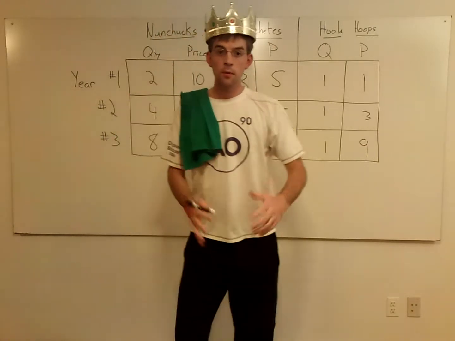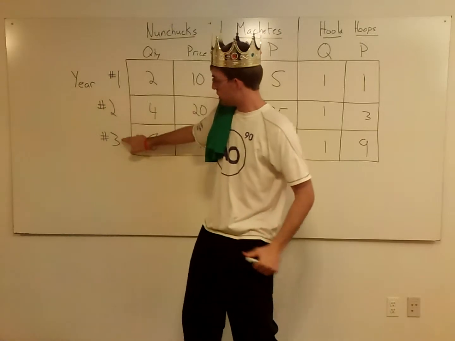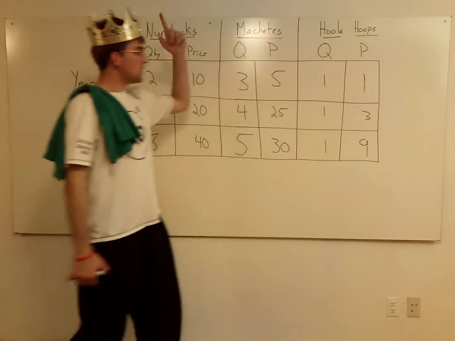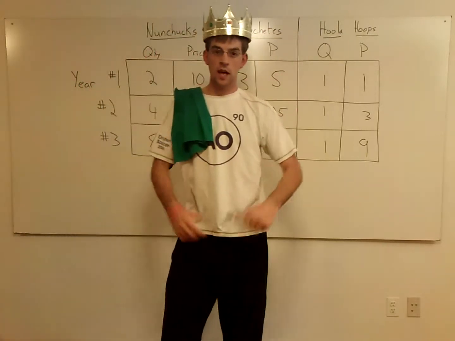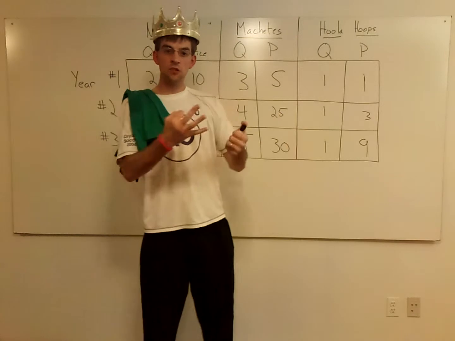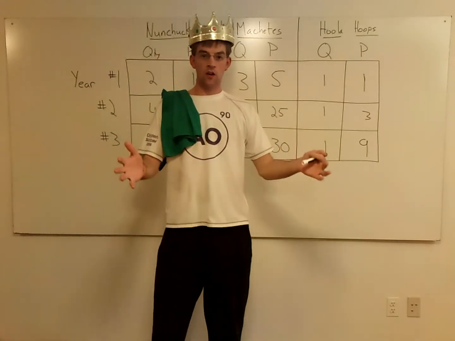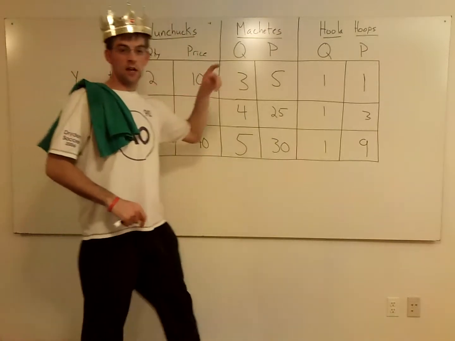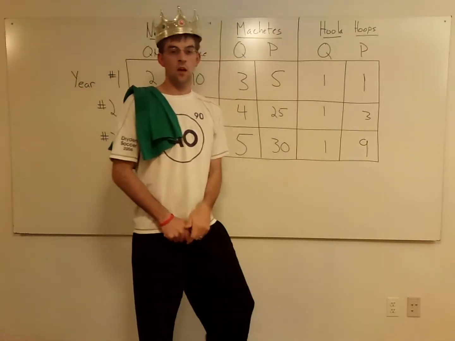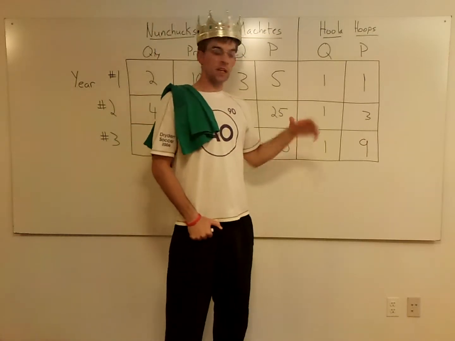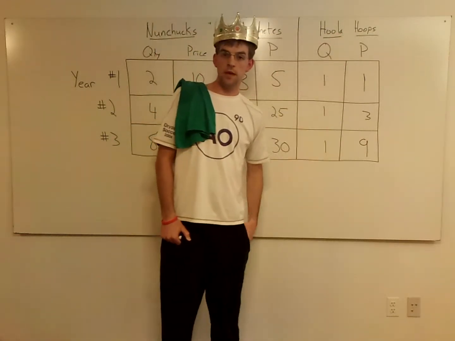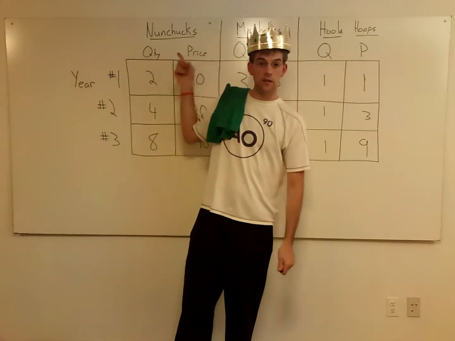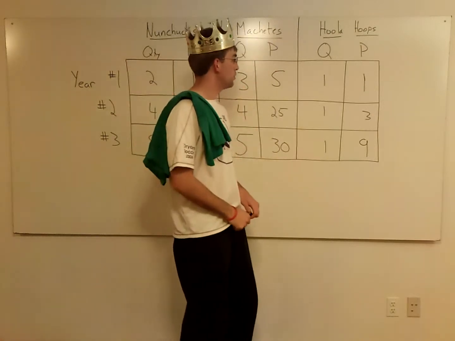And so I have three products here, and I have 1, 2, 3 years. I have nunchucks, machetes, and hula hoops here in the country that I have made up. And they make these three things. They only make these three things. Quite a country indeed. But I'm going to ignore the nunchucks and the machetes and just talk about the hula hoops here for a second, because it's easier to illustrate how we're going to do GDP calculations with just one product before we introduce these guys over here.